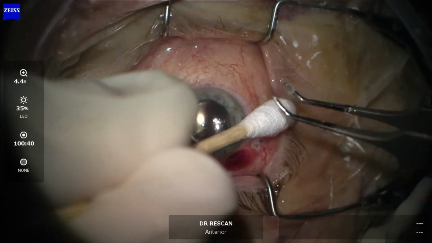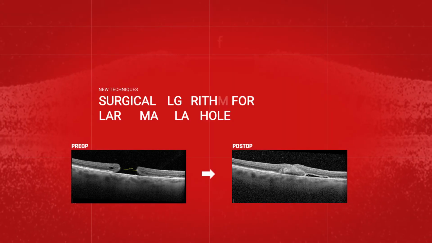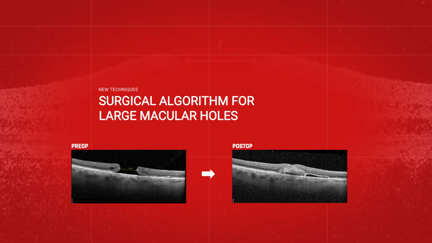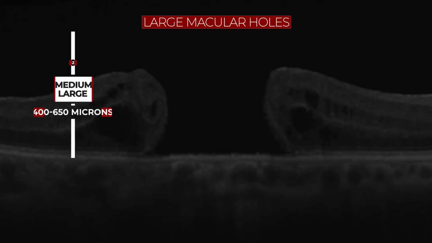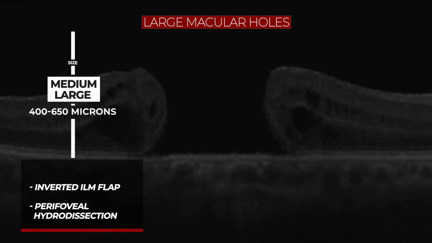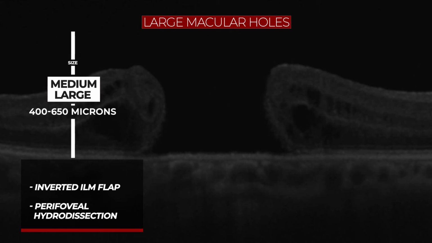In light of recent surgical advancements in the treatment of large macular holes, we'd like to propose the following surgical algorithm. For medium-large holes with a diameter between 400 and 650 microns, the inverted ILM flap technique is preferred if the edges of the hole are already lifted, while perifoveal hydrodissection is suggested if the edges are flat.